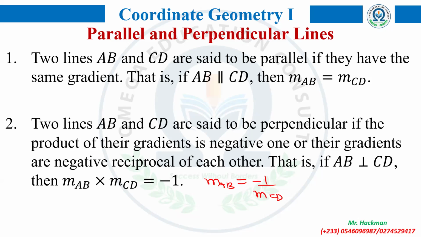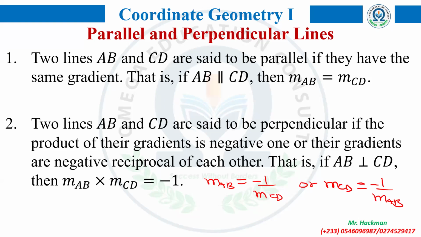Yes. Okay, if you make M sub CD the subject, what are we going to get? I'm waiting. What do you think we will get? Negative 1 over M sub AB. Do you agree? So we get negative 1 over M sub what? AB. Okay, very good. Well done.